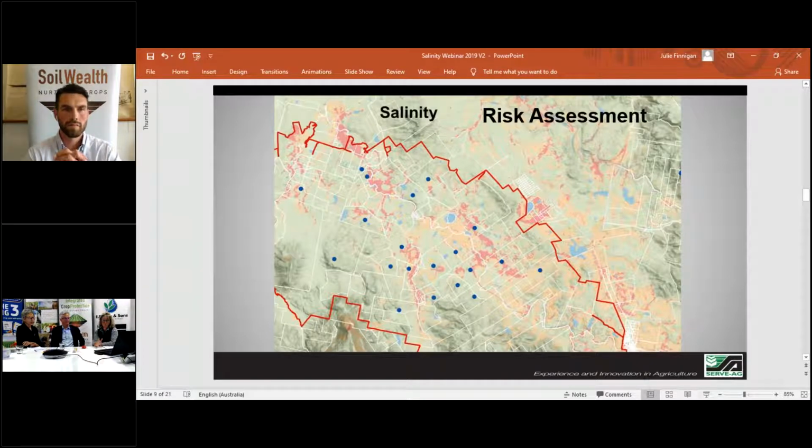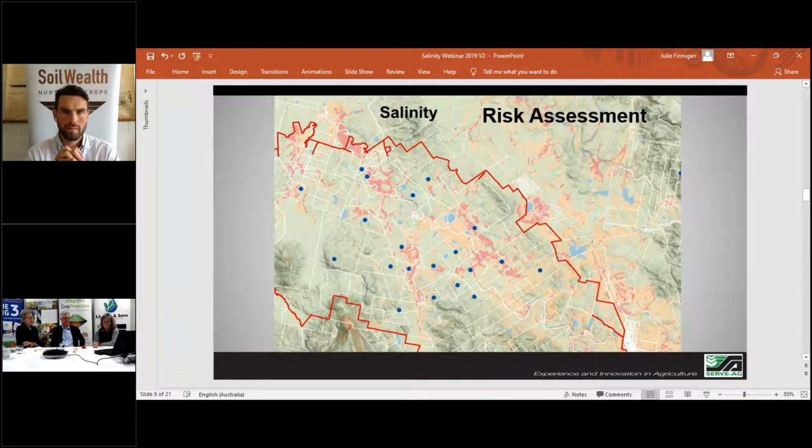So this is one example where risk assessment has been mapped for salinity, and you'll see there's pink areas and sort of apricot coloured areas. And those pink areas in particular are quite high risk of developing salinity. So it's not necessarily saying every inch of land in that is affected, but there is a very good risk that you might be affected if you begin cropping in those areas. So most states have this sort of information that's accessible.